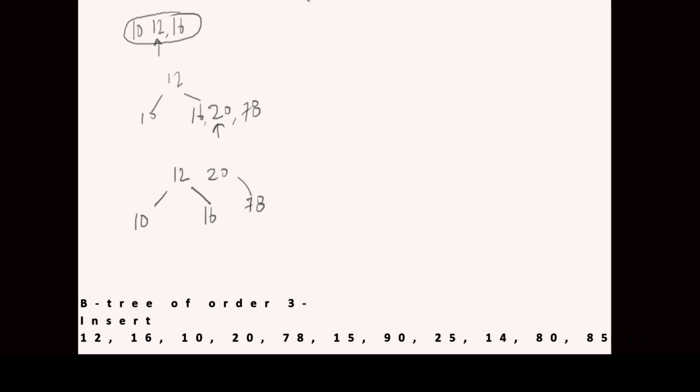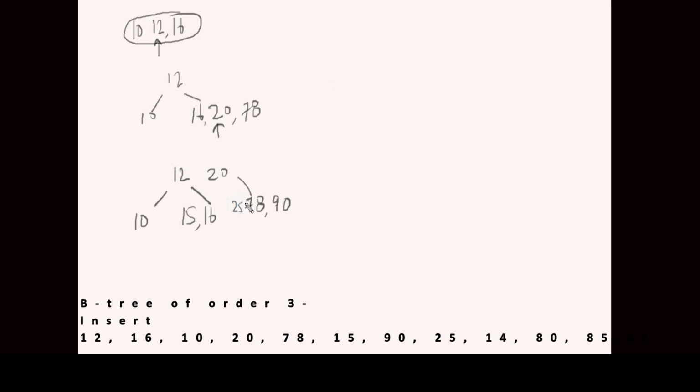Then 20 is done. 78 is done. So 1, 2, 3, 4, 5. 5 keys have been inserted. Then 15. 15 is going to be inserted here, and then 90 is going to be inserted here, then 25 is going to be inserted here.